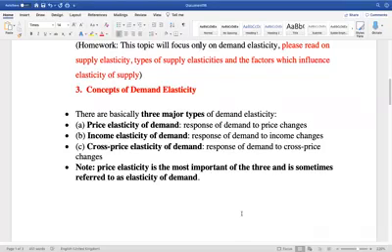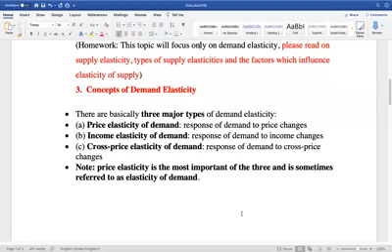There are three major types of demand elasticity. The first one is called price elasticity of demand, which is the response of demand to price changes, which is what I've been talking about maybe from the start of the class. Price elasticity of demand is the response of the demand or the quantity demanded to changes in the price of the commodity. The second one is income elasticity of demand.